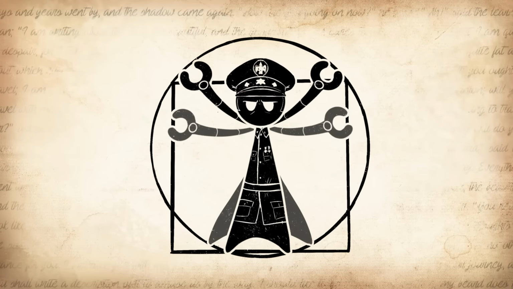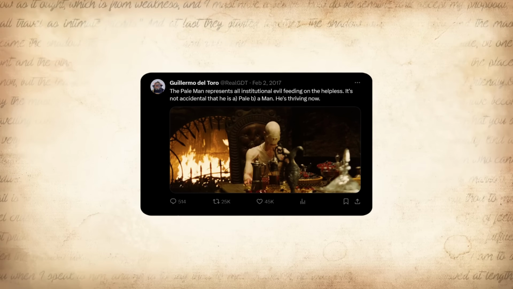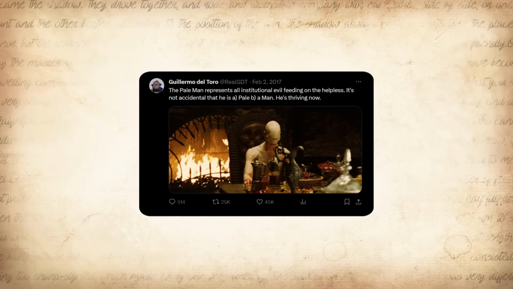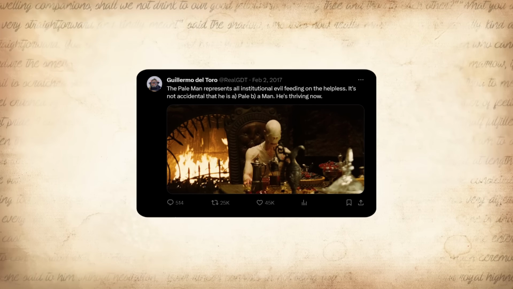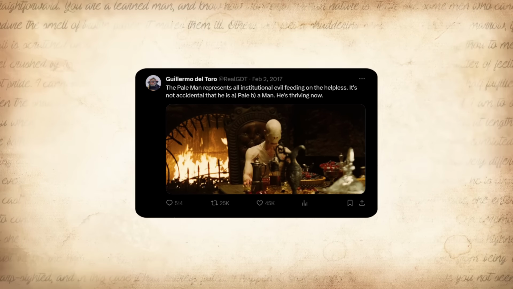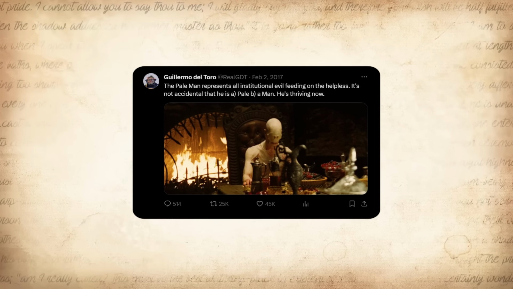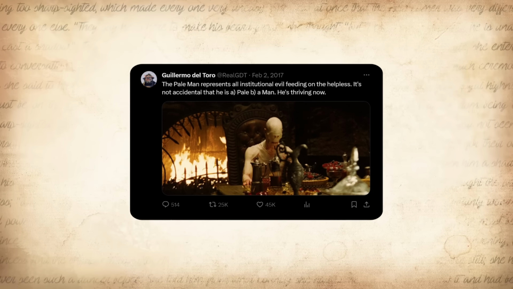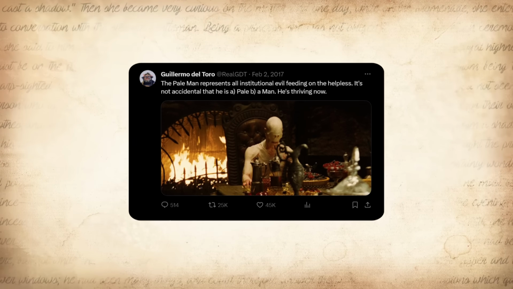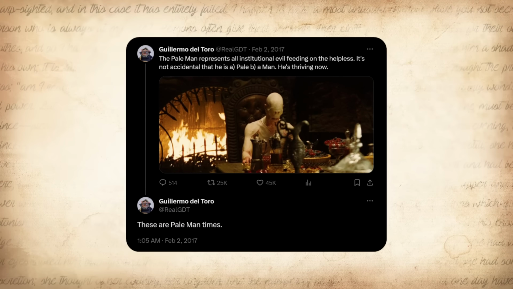Del Toro has said that the Pale Man represents the church for him, and fascism, and institutional racism, and the patriarchy. So, not just Spain's brand of fascism from the middle of the 20th century, but really, this is all institutional evils which feed on the helpless. In describing a world that, to him, seems to be ever more politically attuned to its destructive impulses, he has said, "These are Pale Man times."